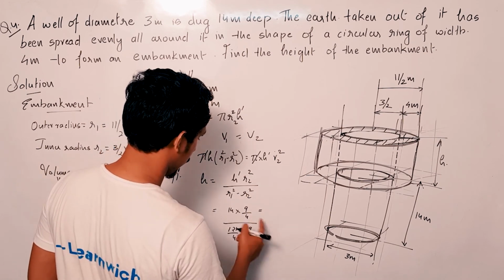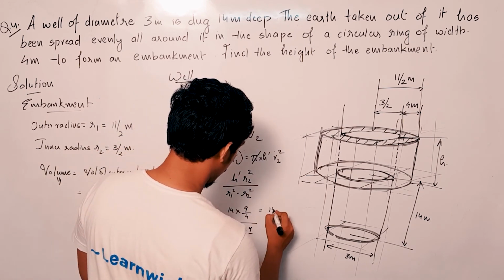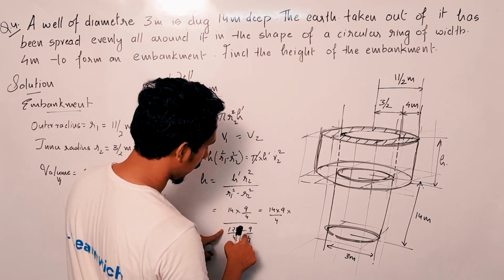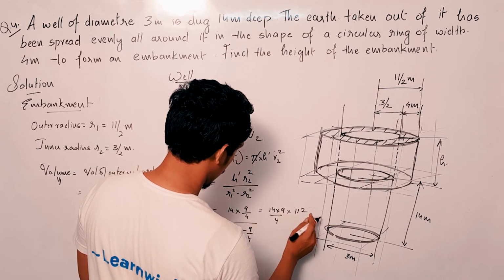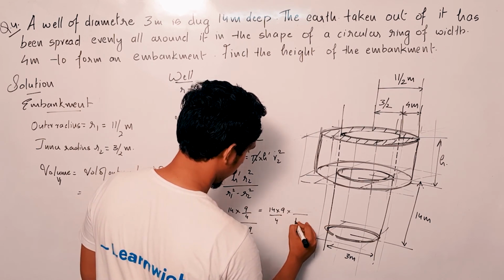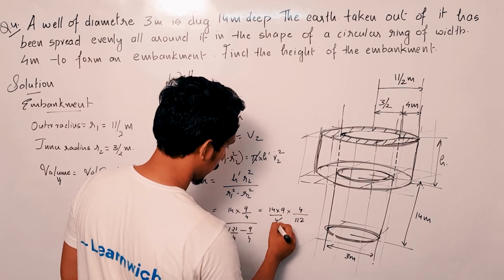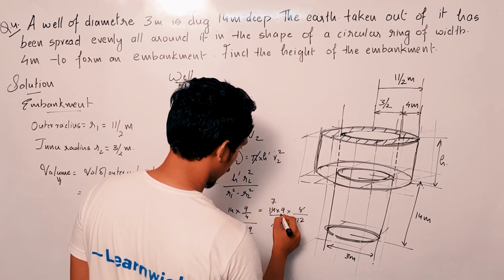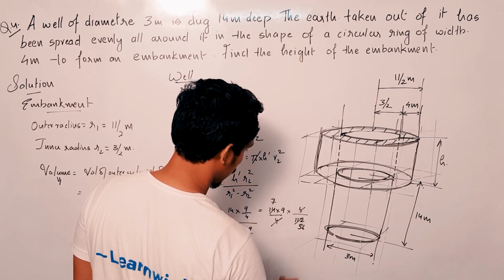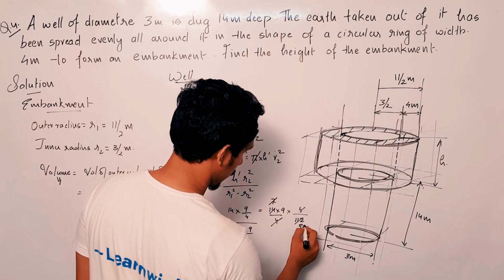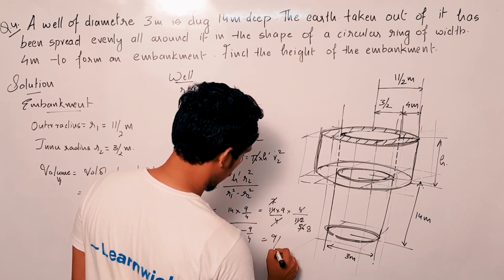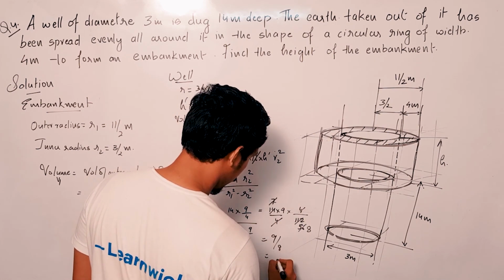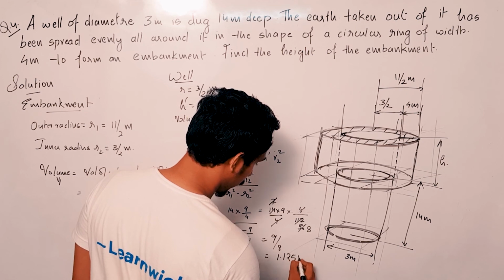So this will be 14 into 9 by 4 into 121 minus 9 is 112. Okay, so 112 by 4. Okay, this 4 cancels. Then how can we cancel? This will become 7, this will become 56. Okay, this is 7, this is 8. You get it as 9 by 8. That is 8 plus 1 by 8, 1 by 8 is 0.125. You get the answer is 1.125 meter.